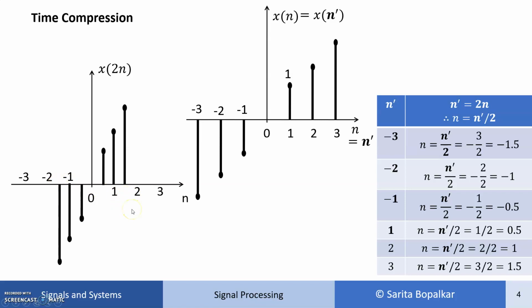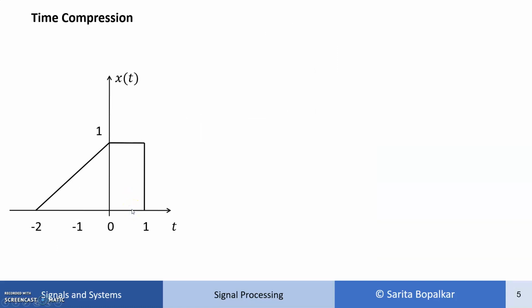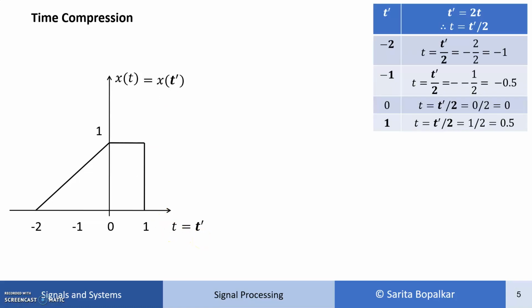This is time compression. Similarly, you can try the same operation with a continuous time signal. Here, see, your time slot is -2 to 1. And if you want to compress it by 2 time units, then for the same process, x of t we will mark as x of t dash. The time axis we will make t dash.